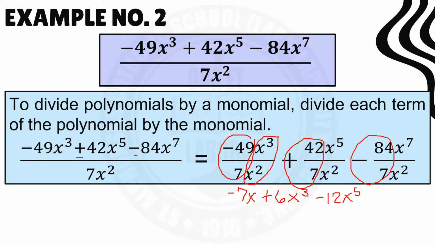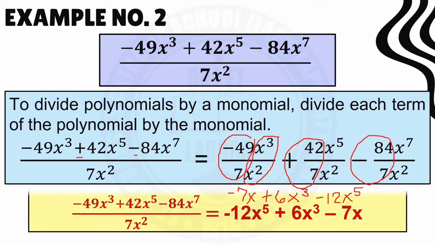As you have noticed, our answer is not written in standard form. When you say standard form, you have to make sure that the variables of the given polynomial expression are arranged in descending order. So our final answer should be negative 12x raised to 5 plus 6x cubed minus 7x. In this case, the exponents of our variable x are arranged from highest to lowest.